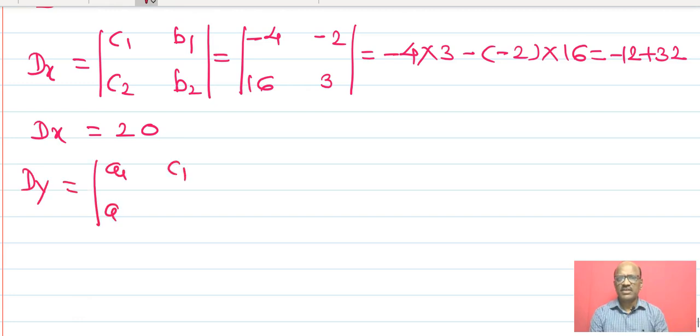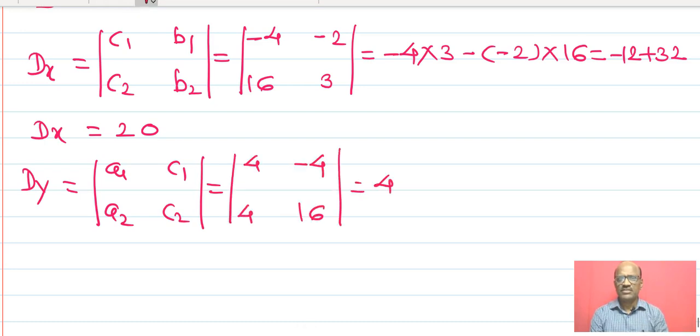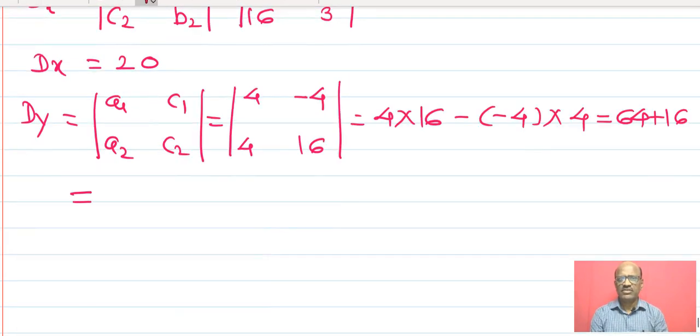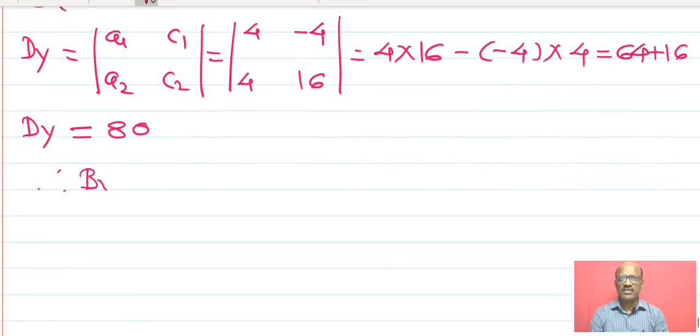Now, Dy, a1, c1, a2, c2. Substitute the values 4 minus 4, 4 and 16. That is 4 into 16 minus in bracket minus 4 into 4. That is 64 plus 16. That is equals to 80. Therefore, Dy is equals to 80.